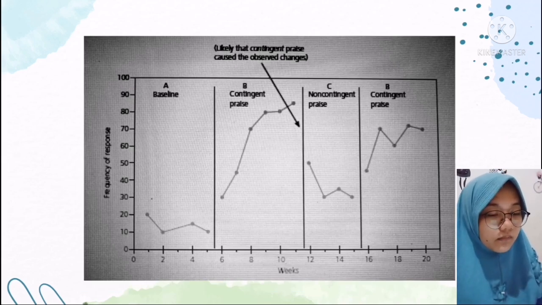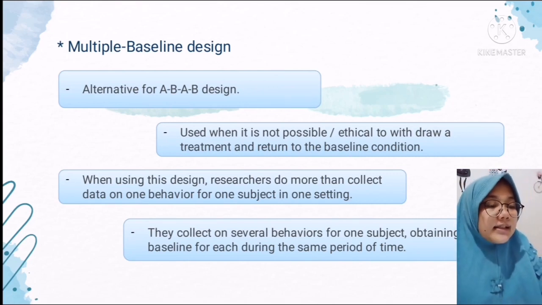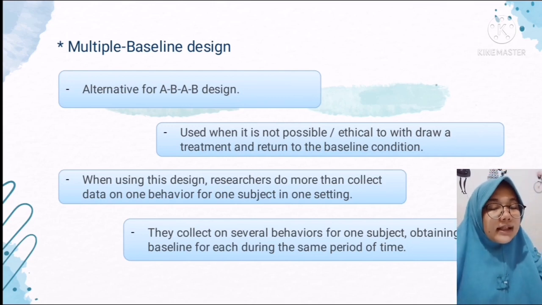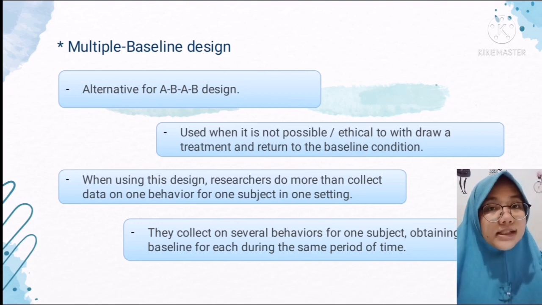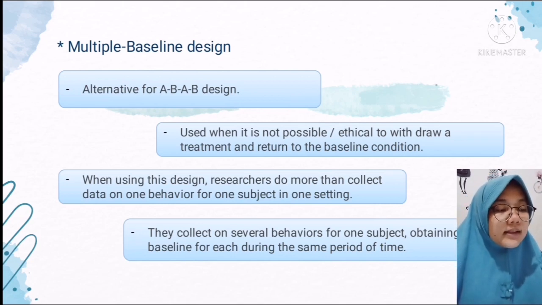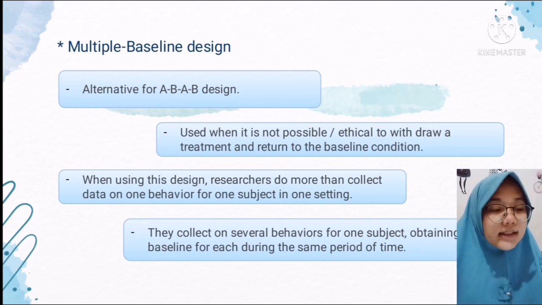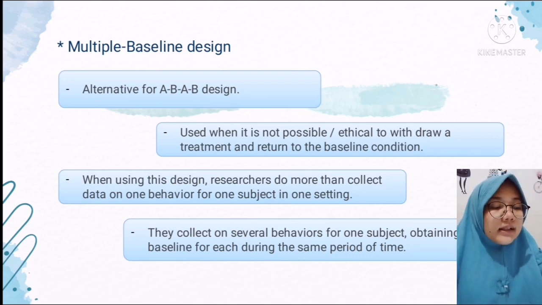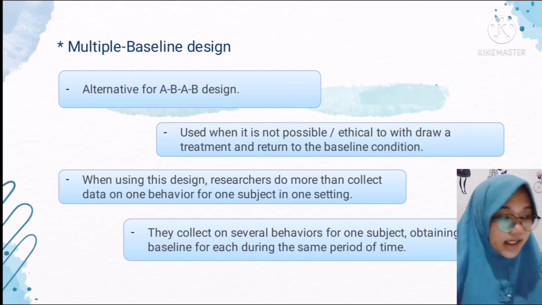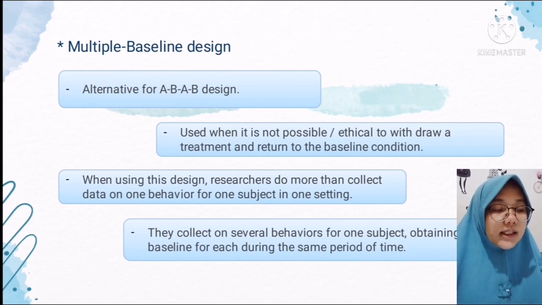Next, okay, the last design is the multiple baseline design. The multiple baseline design is an alternative to the ABAB design. It is used when it is not possible or ethical to withdraw a treatment and return to the baseline condition. When using this design, researchers do more than collect data on one behavior for one subject in one setting. They collect data on several behaviors for one subject, obtaining a baseline for each during the same period of time.